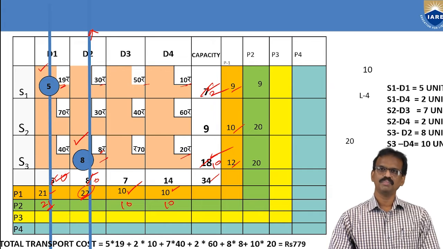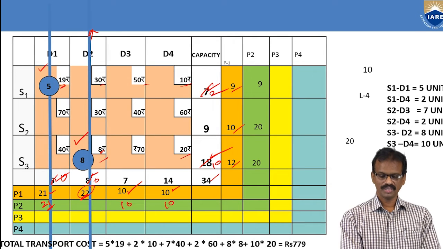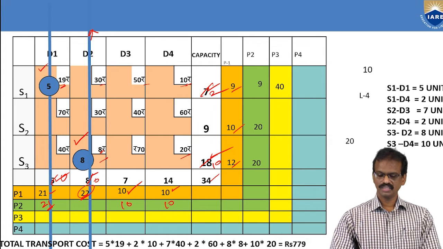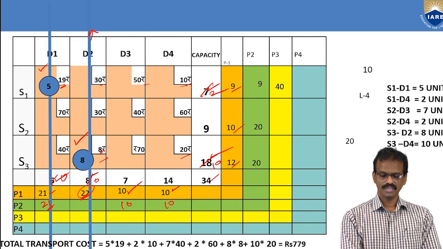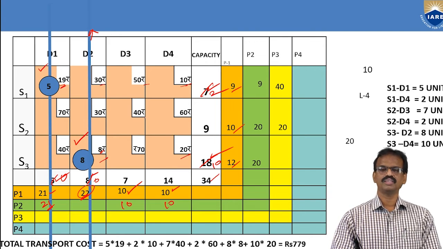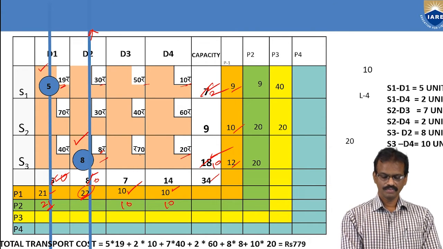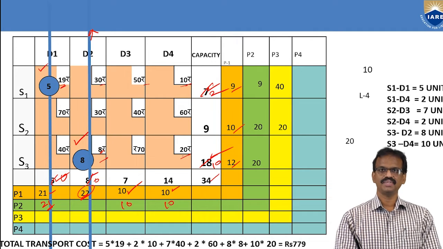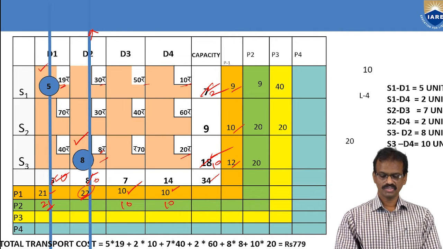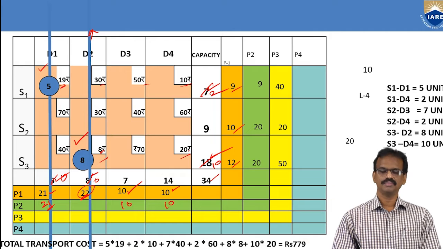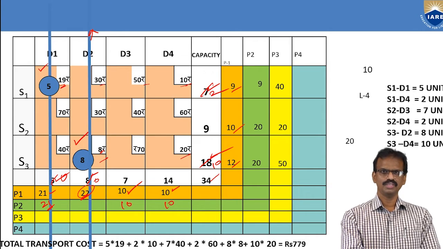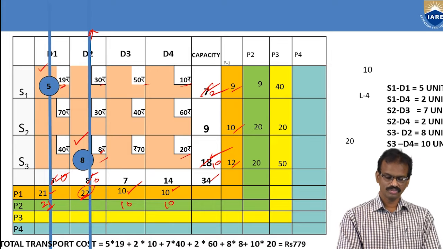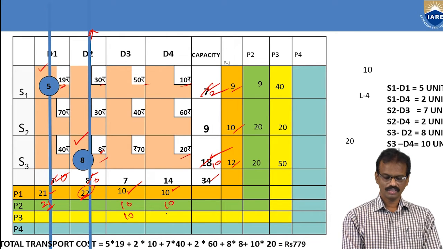Again, you have to find out the penalties. Here the penalty is 50 minus 10, so 40 is the penalty value. Here 60 minus 40, 20 is the penalty value. Here 50 minus 20, 70 minus 20, that is 50 is the penalty value. Here the column is cancelled, so the remaining column values should be the same. So here 10, here 10.